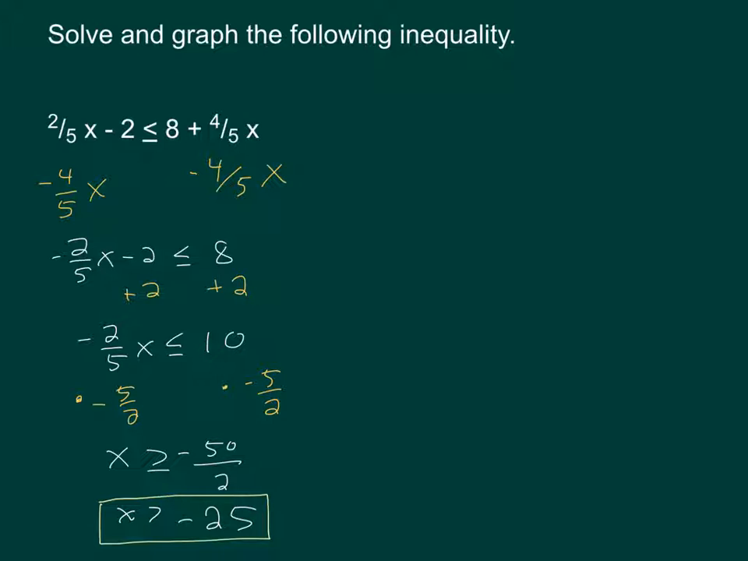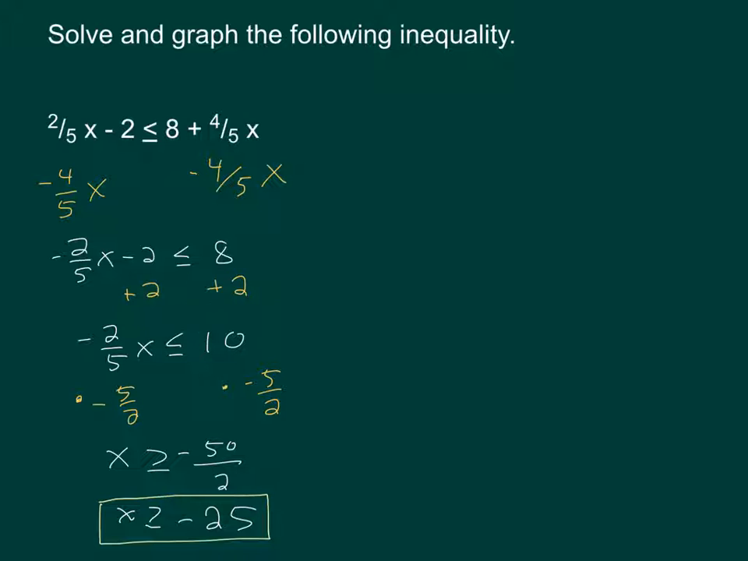Alright, so we should end up with x is greater than or equal to negative 25. I just missed my or equal to in there, but I put it in now. Just to run through what we did here, first tried to move the variables all to the left, and because 2/5 and 4/5 are fractions with common denominators, I can just subtract the numerators. So 2 minus 4 is negative 2, so negative 2/5 x.